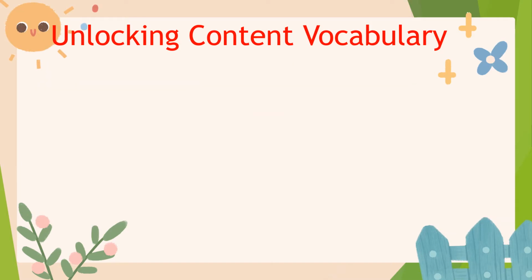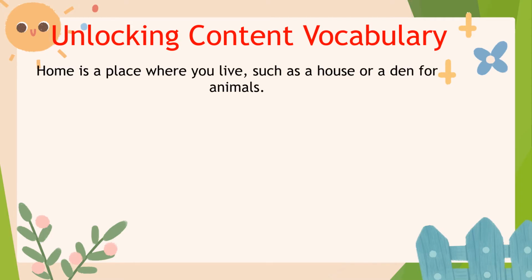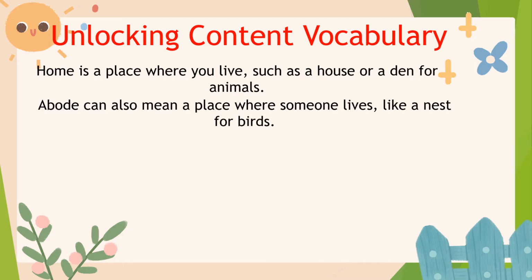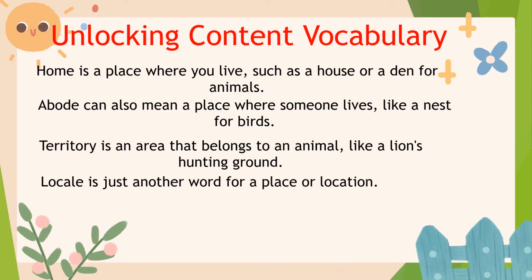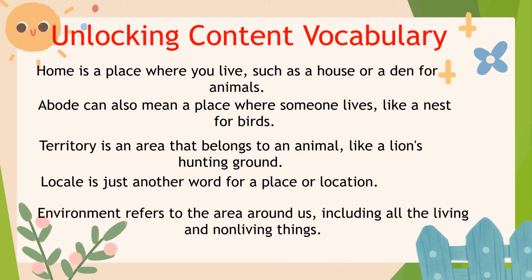Now let us define the following words. Home. Home is a place where you live, such as a house or a den for animals. Abode. Abode means a place where someone lives, like a nest for birds. Territory. Territory is an area that belongs to an animal, like a lion's hunting ground. Locale is just another word for a place or location. Environment. Environment refers to the area around us, including all the living and non-living things.